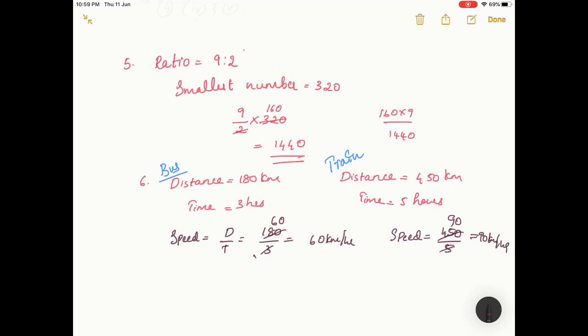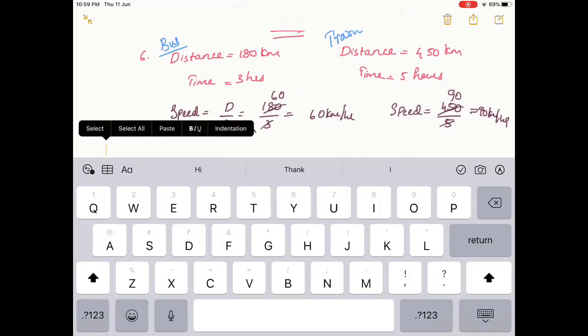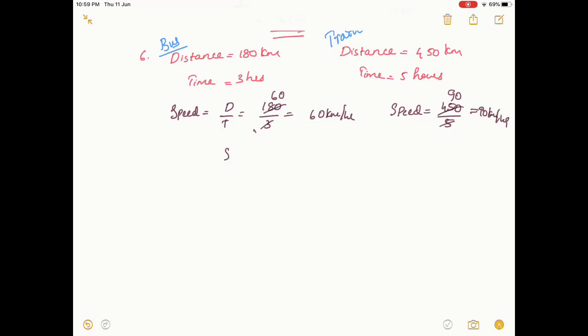So have a look at the question. What have they asked you? Find the ratio of the speed of the train to the bus. So first you need to write the speed of the train. What is the speed of the train? 90 km per hour is to 60. So 90 by 60. 3 3s are 9, 3 2s are 6. So finally you get the answer as 3:2.